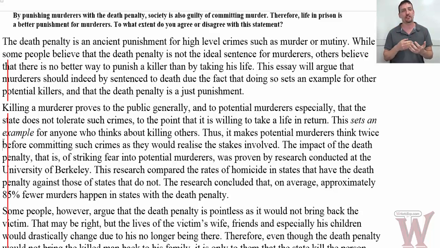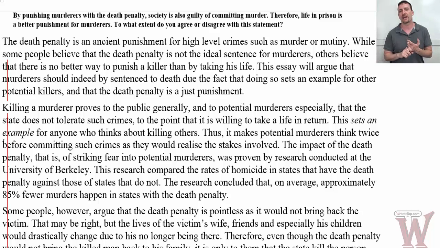He brings in research from a reputable university, University of Berkeley. He gives you numbers, he compares states. He shows that the death penalty does in fact stop other people from doing the same. So he supported his argument, he supported his opinion very well. Where else is he losing points here?